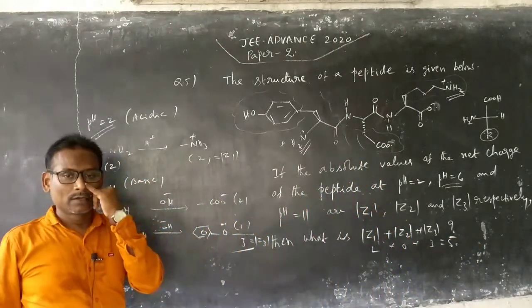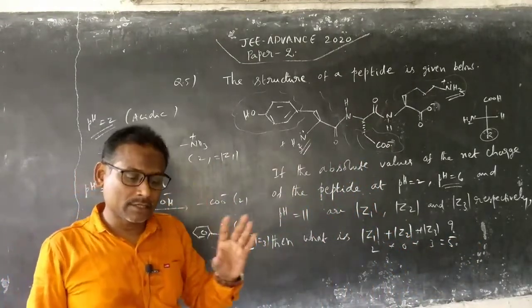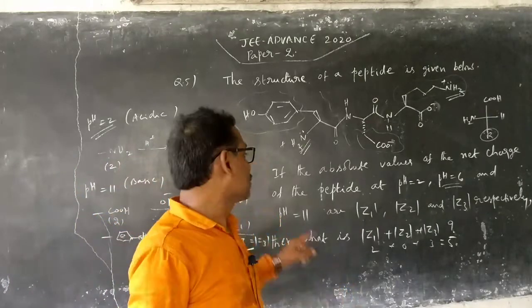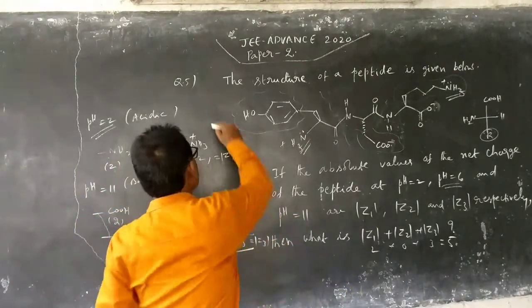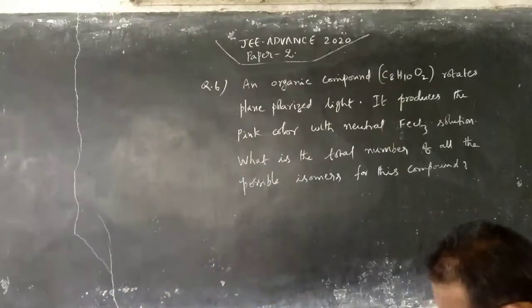So just the property of amino acids is required to answer this question. The answer is 5. It is an integer question.